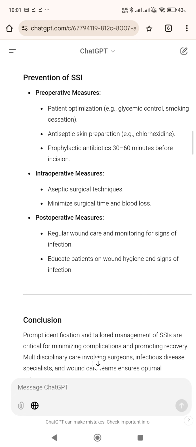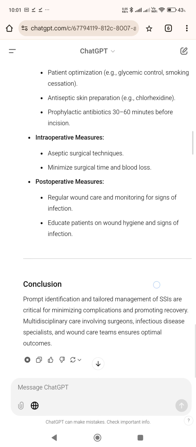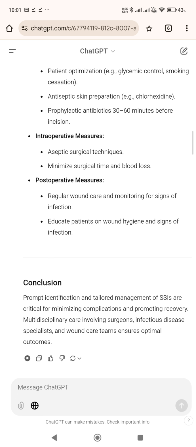Prevention of SSI. Preoperative measures. Patient optimization, e.g. glycemic control, smoking cessation. Antiseptic skin preparation, e.g. chlorhexidine. Prophylactic antibiotics 30 to 60 minutes before incision. Intraoperative measures. Aseptic surgical techniques. Minimize surgical time and blood loss. Postoperative measures. Regular wound care and monitoring for signs of infection. Educate patients on wound hygiene and signs of infection.